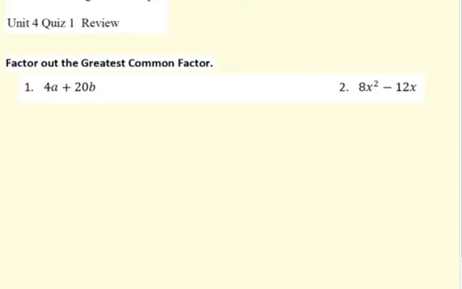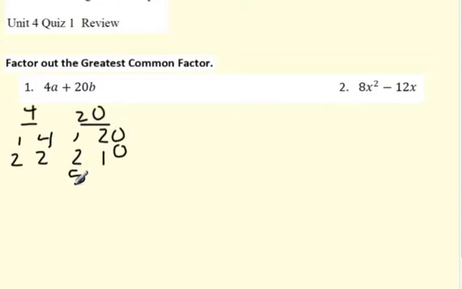So what we want to do is figure out what multiplies to 4 and 20. Things that multiply to 4 are 1 and 4, and 2 and 2. Things that multiply to 20: 1 and 20, 2 and 10, and 5 and 4. So the biggest number that both of those have in common is 4. Now I notice that there isn't an A in both terms and there isn't a B in both terms, so I can't take out an A or a B. So all I'm going to do is divide both terms by 4.